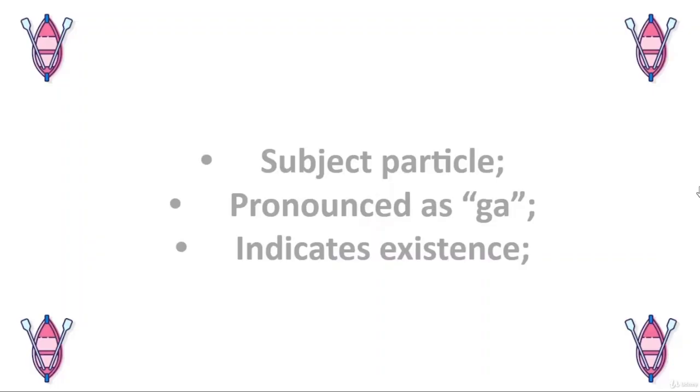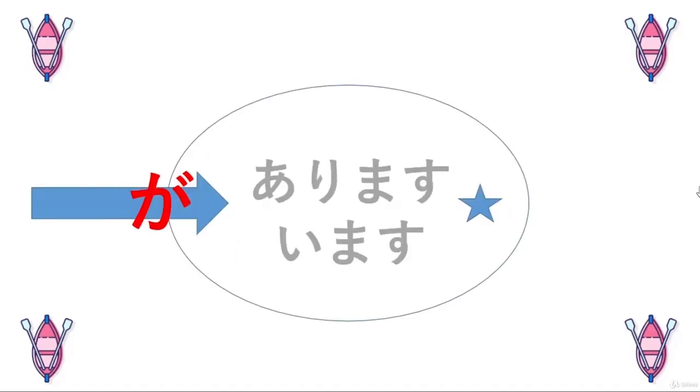This is a subject particle. It is pronounced as ga and it also can indicate existence. Let's take a look. When I'm talking about existence, it means that it comes with two verbs, arimasu or aru, imasu or iru. So aru and iru are short forms of arimasu and imasu. And these two verbs mean to exist, to be, for living and non-living things. For non-living things, arimasu. For living things, imasu.